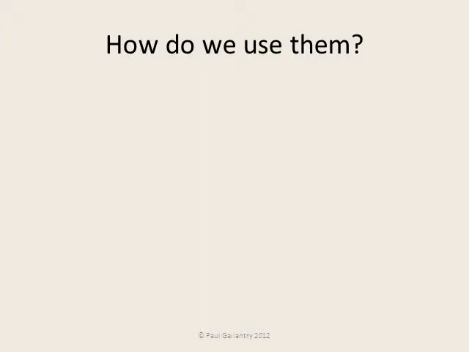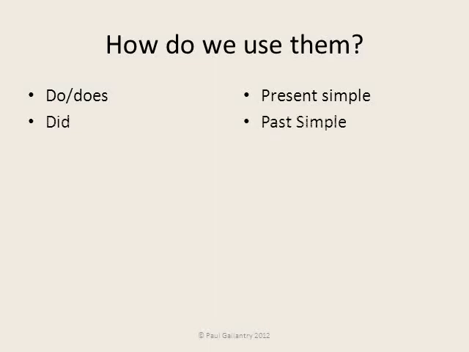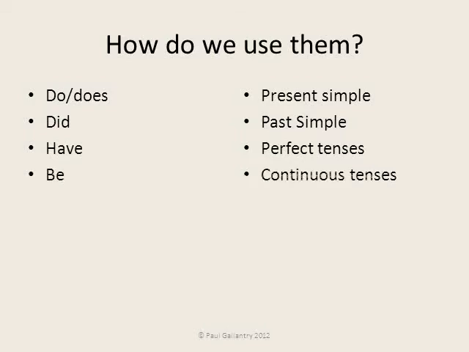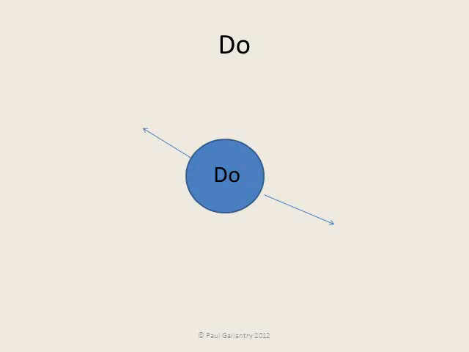But how do we use them? Well, we use do or does when we're making present simple. We use did for past simple. We use have for perfect tenses, so that's tenses like the present perfect or the past perfect. And we use be in two ways, with continuous tenses and also with passives. Let's have a look at them. Let's look at do first of all.